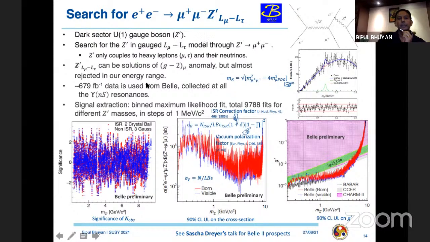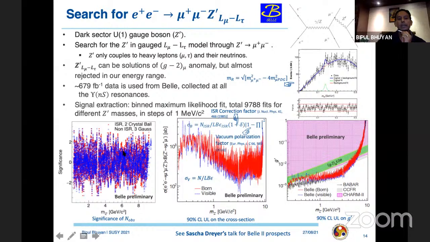So for this particular analysis, we use about 618 inverse femtobarn of data from Belle. This is collected at the Upsilon resonances. And for the signal extraction, we perform a binned maximum likelihood fit. So we perform about 9,800 fits in total for different Z prime masses in steps of about 1 MeV per c squared. An example of that is shown here in this particular plot.